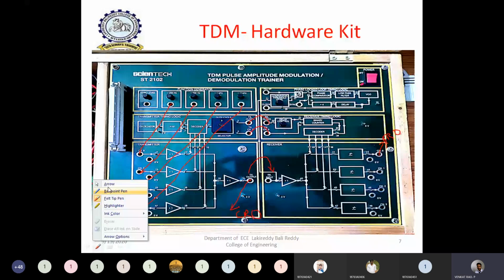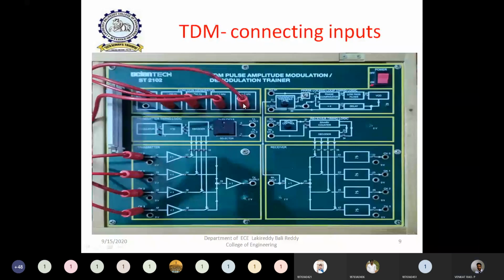This is what I have explained. First of all, you should consider 4 input signals and select random amplitudes, one having a high amplitude, another a low amplitude. You can take these amplitudes in decreasing or increasing order, whatever it is. But all the amplitudes must be different, and all the frequencies must also be different. Already it is given. So connect all these inputs to these points.